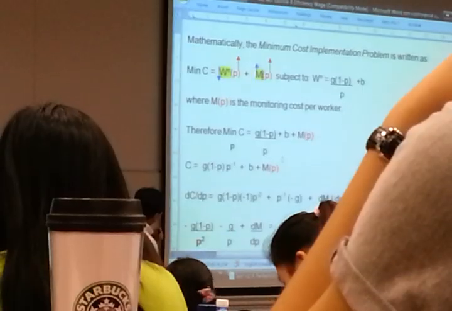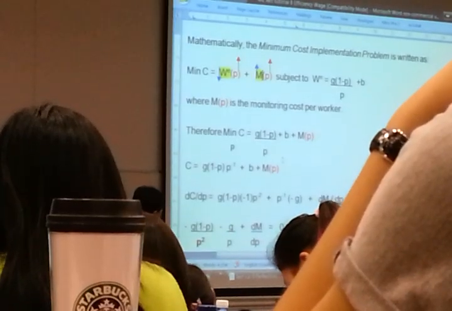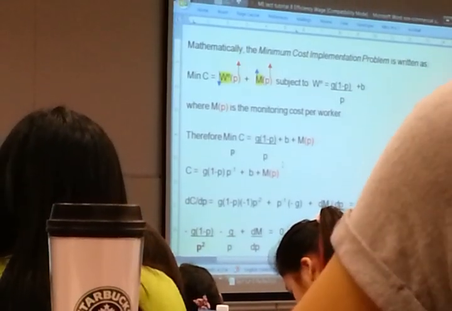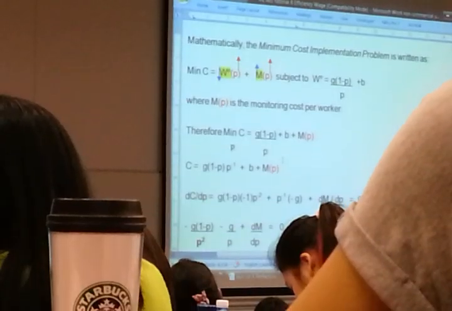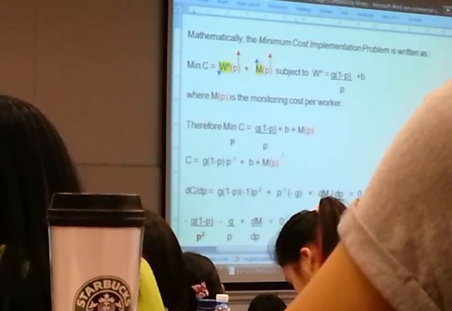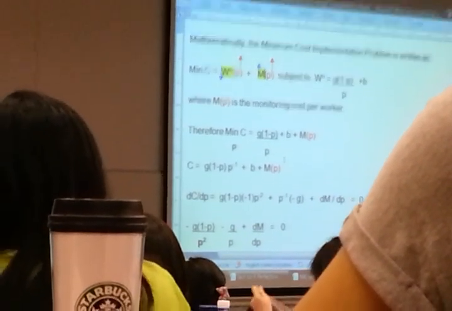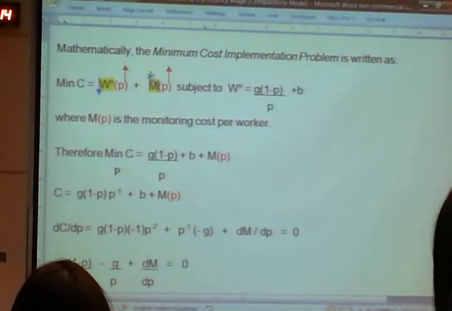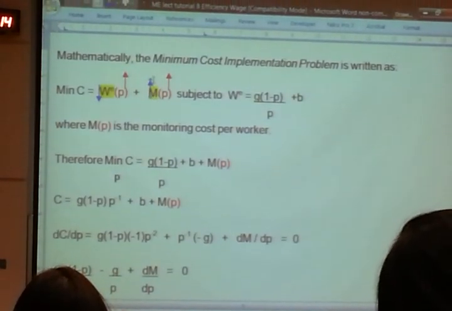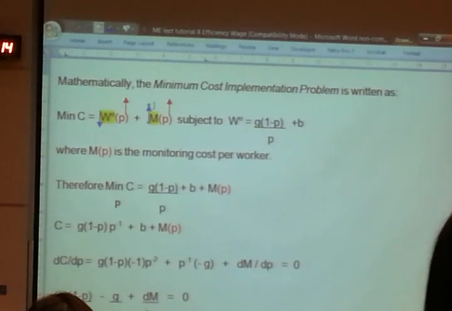Now, you see, we are also in a dilemma. Why? Because the thing is this. If you spend more money monitoring, your cost will be higher. You agree?